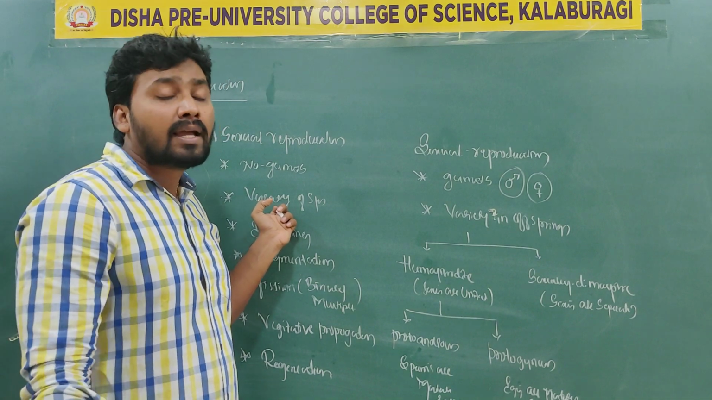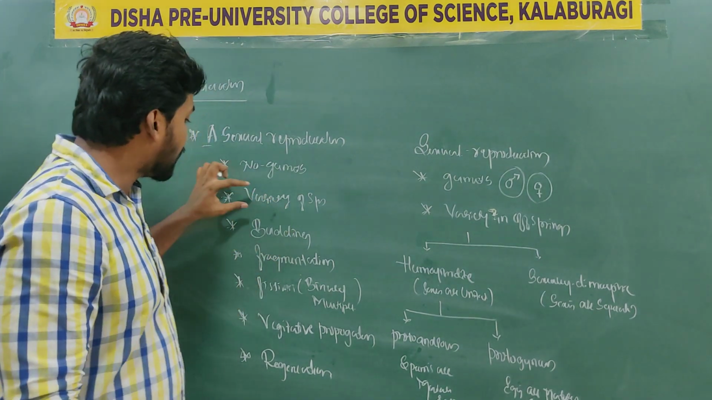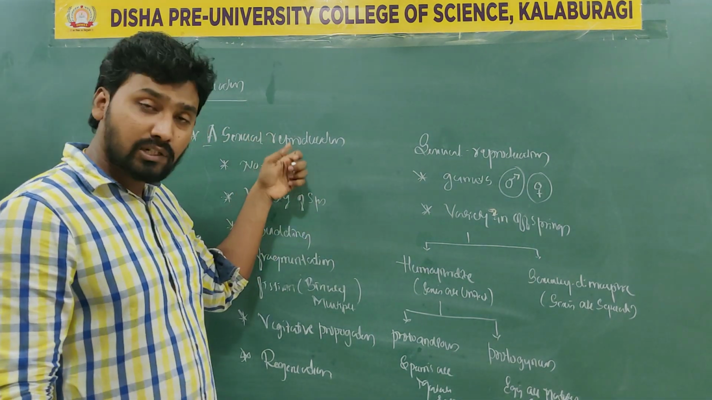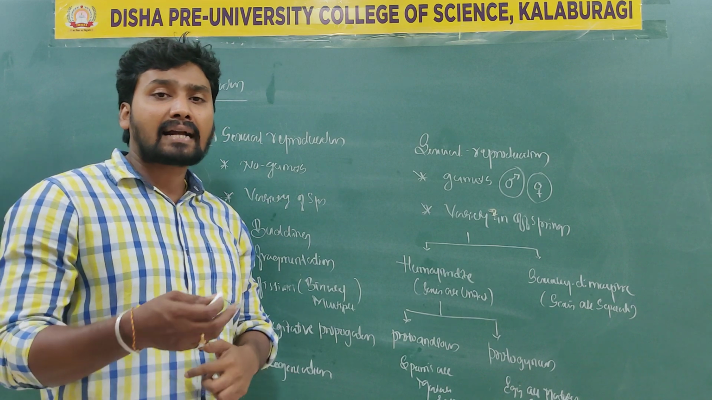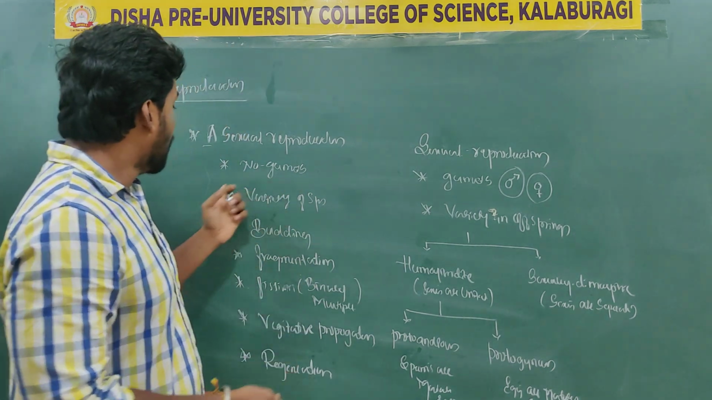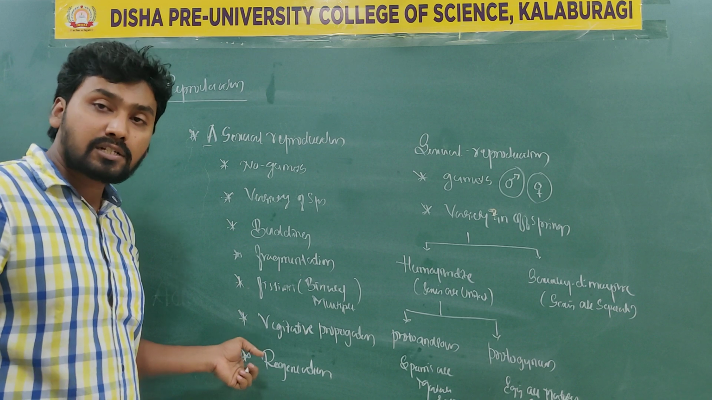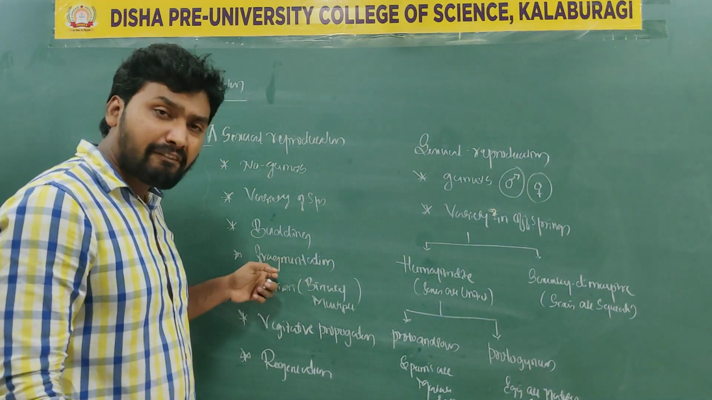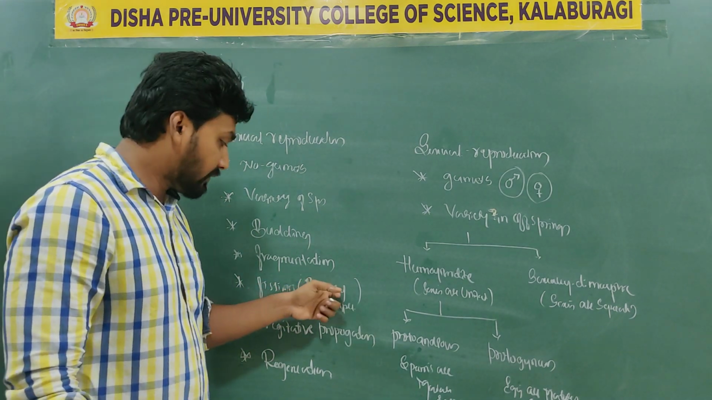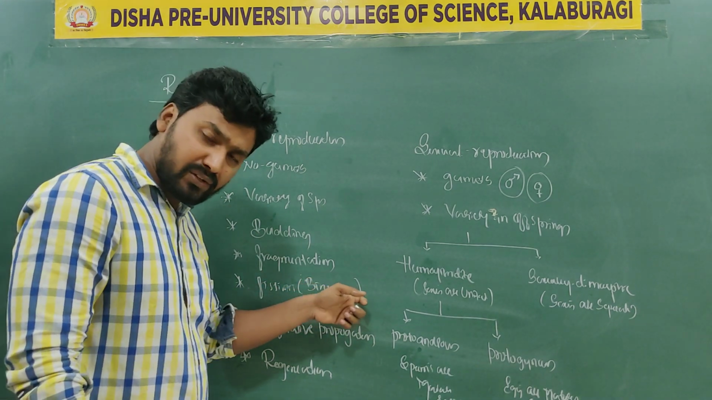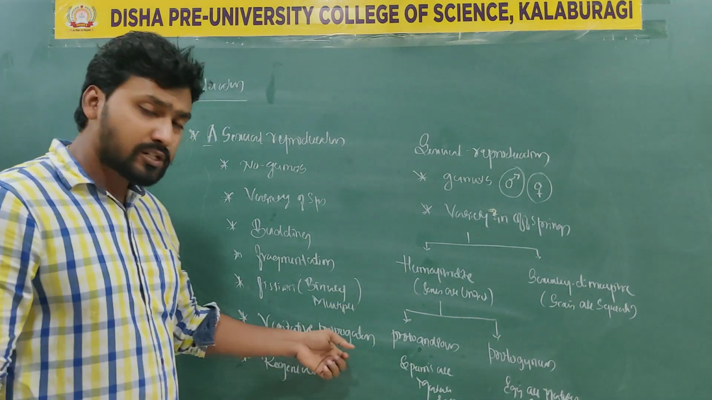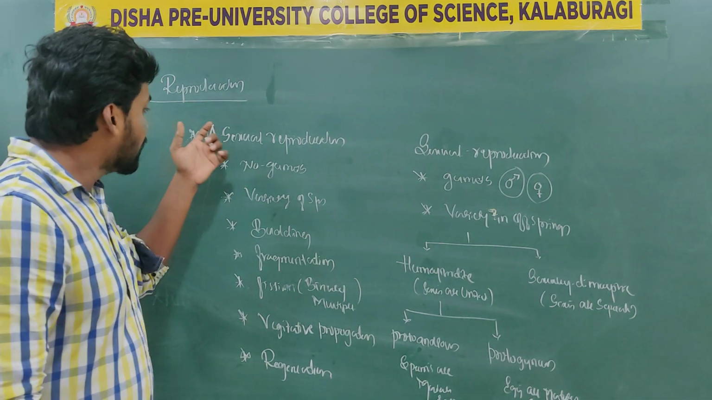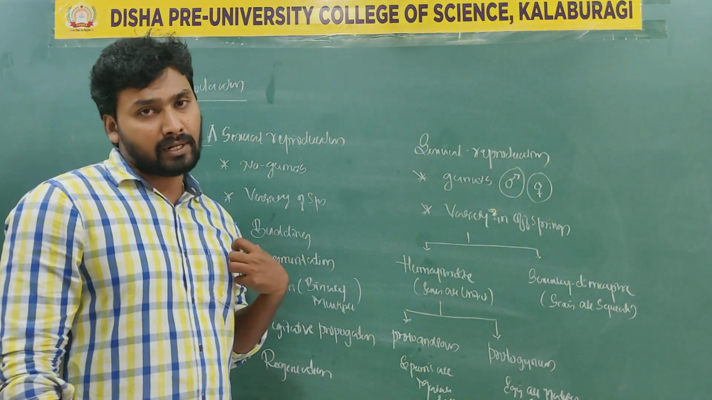You are not going to get any kind of varieties. These offsprings formed through asexual reproduction appear exactly similar to their parents. There are different forms of asexual reproduction, like budding, fragmentation, and fission, which is again subclassified as binary fission and multiple fission, then vegetative propagation and regeneration. So there are n number of forms in which organisms undergo asexual reproduction.